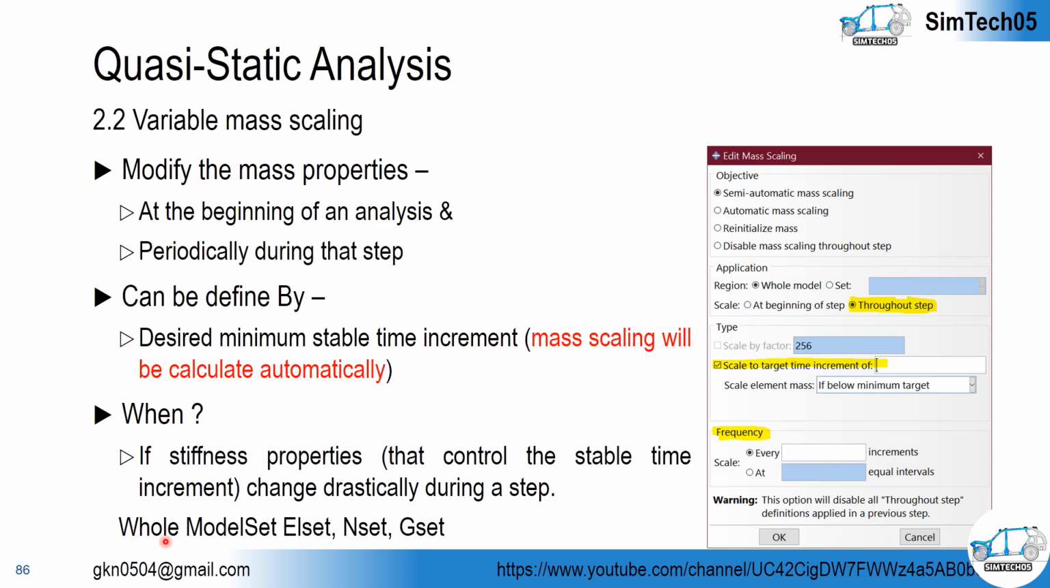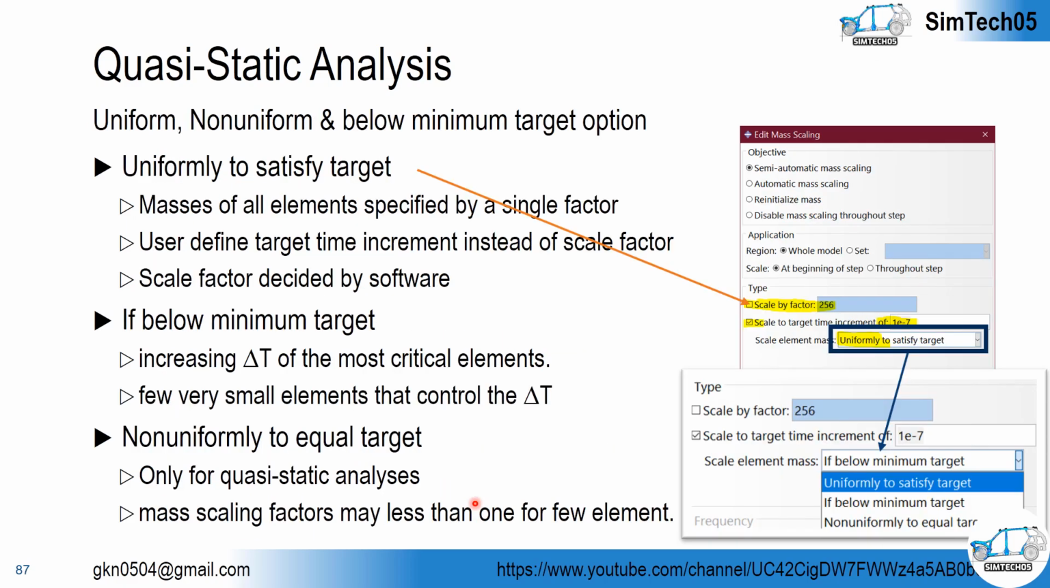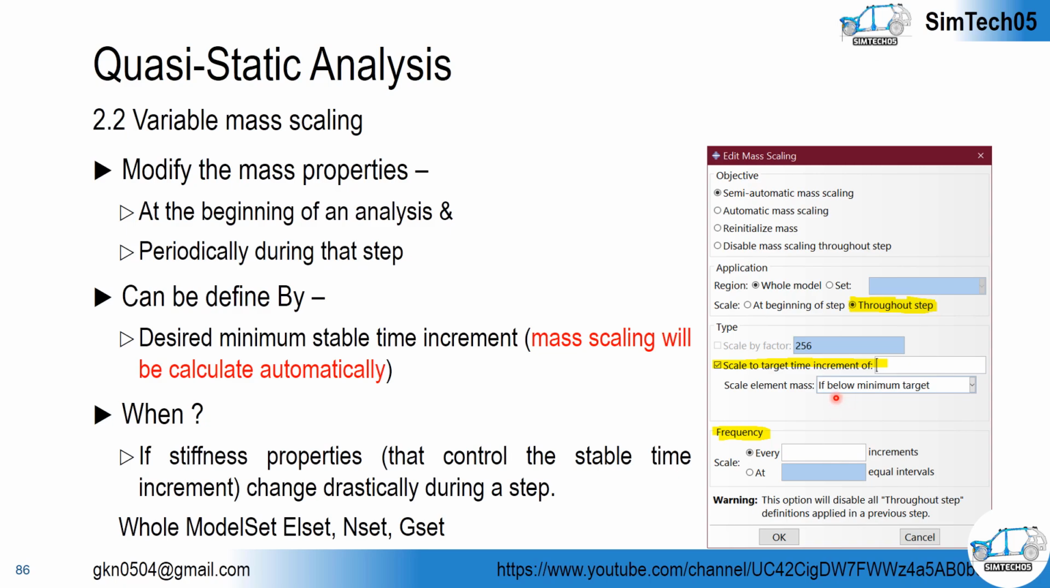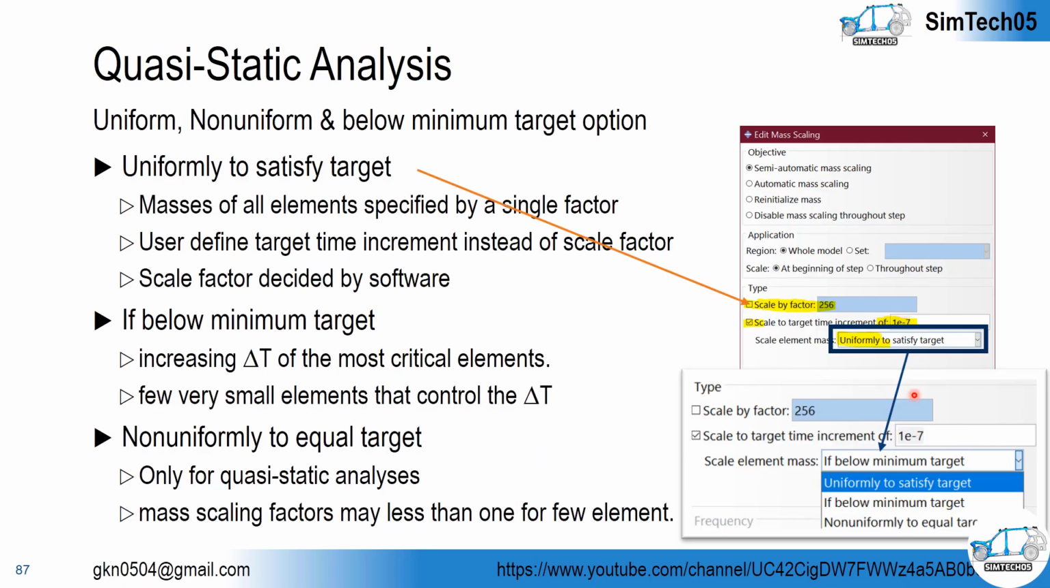Again, this type of mass scaling we can use for the whole model or a particular set: element set, node set, or geometrical set. Yeah, important point, when we use this variable mass scaling, we have a few options here, like if below the minimum target and so on. So we will talk on that.